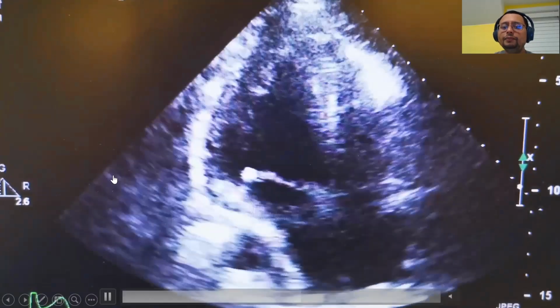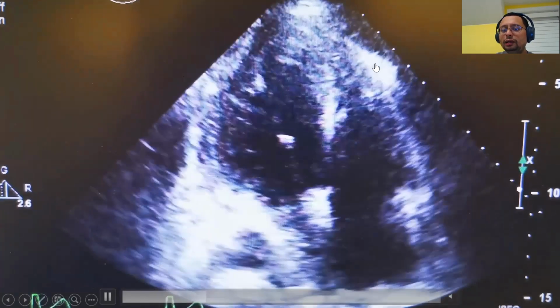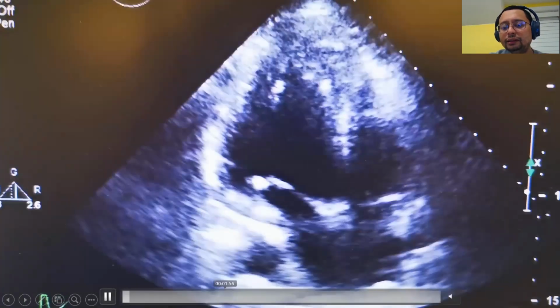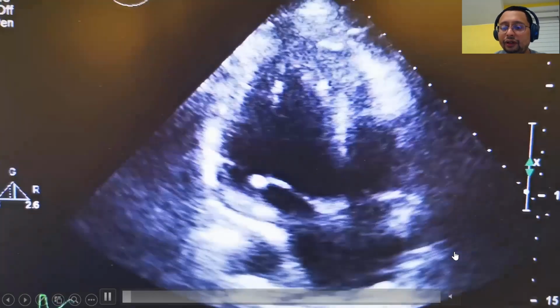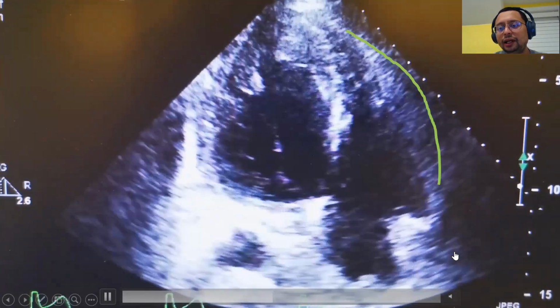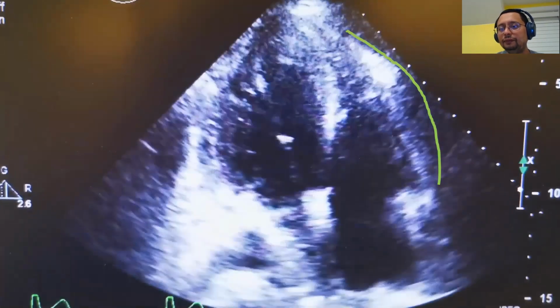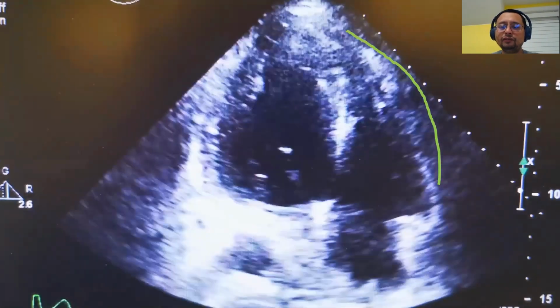Now, how do I determine whether this is proximal or mid RCA? I look at the lateral wall of the right ventricle. I know that the lateral wall of the right ventricle is supplied by the acute marginal branch of the RCA. Now, if you look at the lateral wall of the right ventricle there, you can see that it actually contracts vigorously. So therefore you have to exclude the involvement of the lateral wall of the right ventricle.